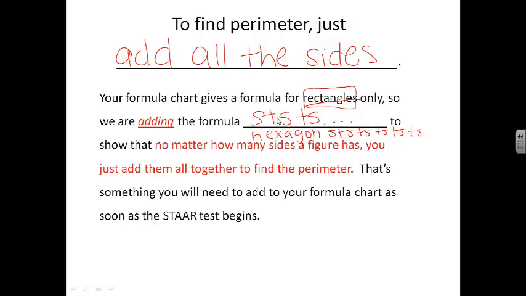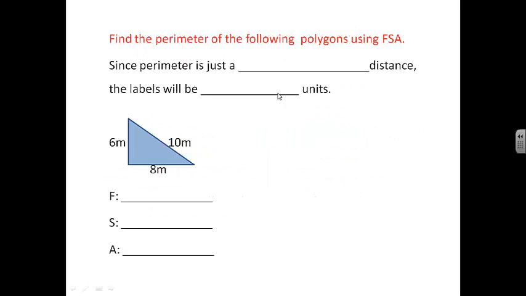So we're going to rewrite S plus S plus S, to show that no matter how many sides a figure has, you just add them all together to find the perimeter, when we're talking about polygons. That's something you will need to add to your formula chart as soon as the STAAR begins, and we'll talk about that in class. All right, find the perimeter of the following polygons using FSA.